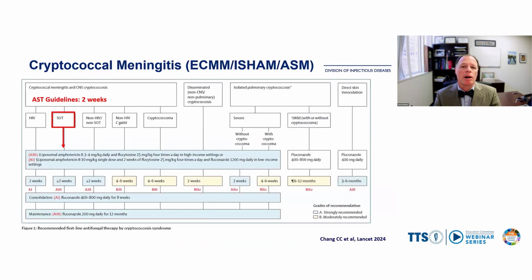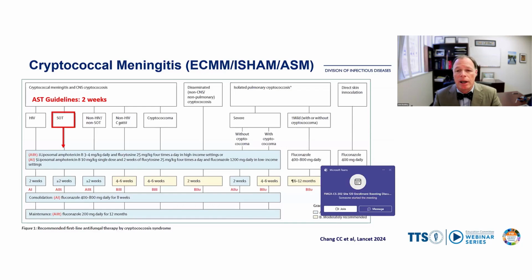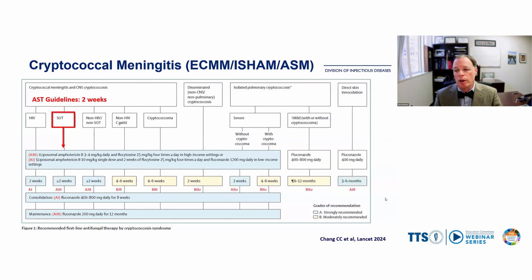So how do we treat cryptococcal disease? And this is a recent guideline from ECMM, ISHM, and ASM. And typically, per the solid organ transplant AST guidelines, we require a minimum of 2 weeks of therapy. So here in the red box is SOT. Typically, we give a liposomal amphotericin B, 3 to 4 milligrams per kilogram daily. And in addition, flucytosine, 25 milligrams per kilogram 4 times a day. That is a typical thing we do.